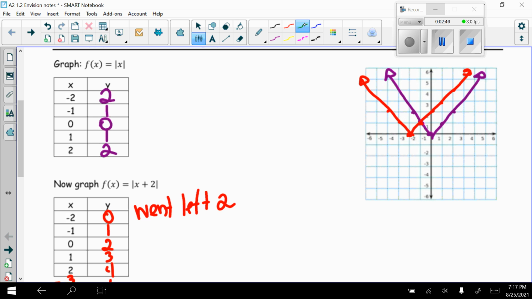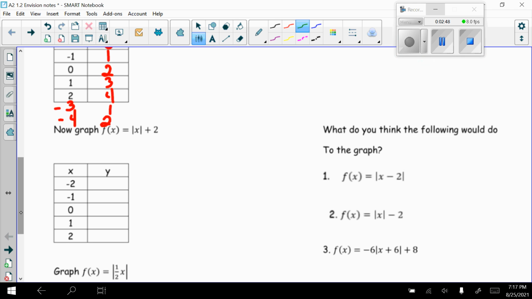We're going to switch colors again, and now we're going to do absolute value of x and then plus 2. So absolute value of -2 is 2. 2 plus 2 is 4. Absolute value of -1 is 1. 1 plus 2 is 3. Absolute value of 0 is 0. 0 plus 2 is 2. Absolute value of 1 is 1. 1 plus 2 is 3. Absolute value of 2 is 2. 2 plus 2 is 4.